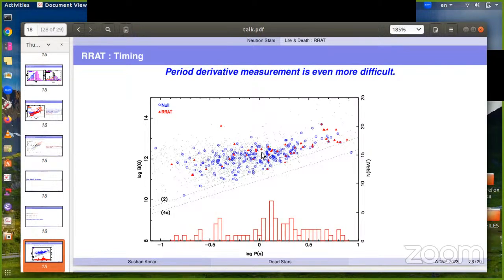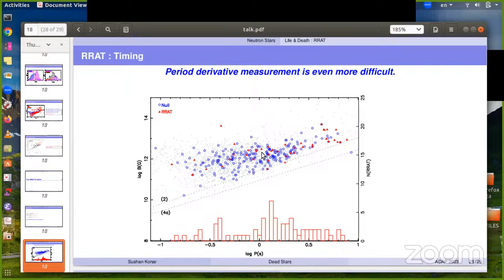If you do not have a large number of pulse observations, then even if you have an estimate of the spin period, you may not have a proper estimate of the period derivative. And therefore, we have even fewer objects for which magnetic field estimates, that is, period derivative estimates, are available. So this is where the problem lies. So what are we going to do with this?